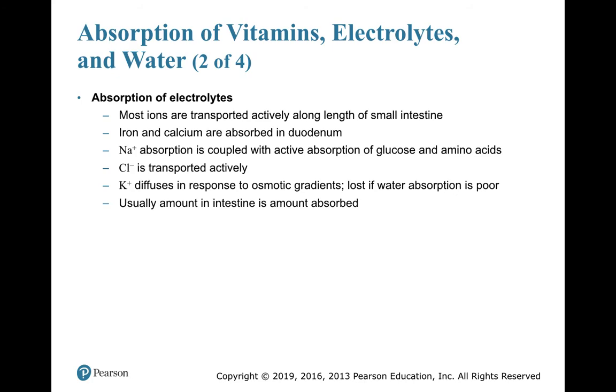Electrolytes. Most ions are transported actively along the length of the small intestine. Iron and calcium are absorbed in the duodenum. Those are a couple of the exceptions to the rules. Sodium absorption is coupled with active absorption of glucose and amino acids. Chlorine is transported actively. Potassium diffuses in response to osmotic gradients. So if water is lost, if it doesn't work correctly, potassium will follow that water.